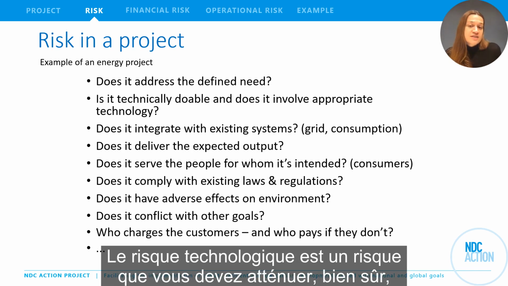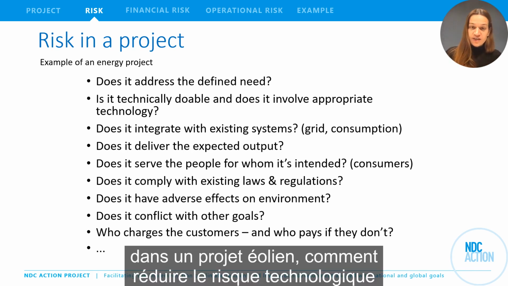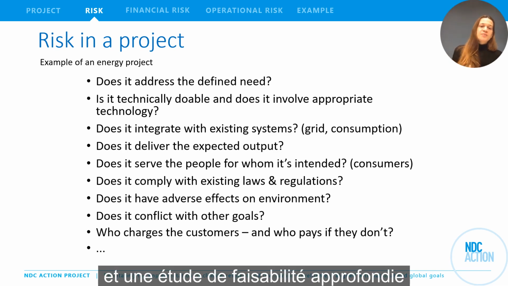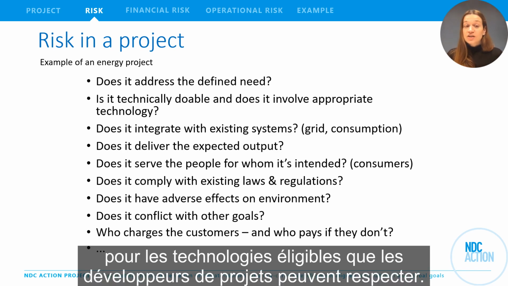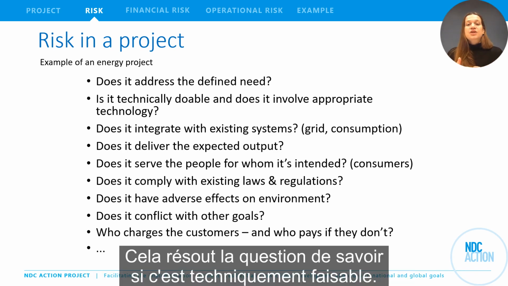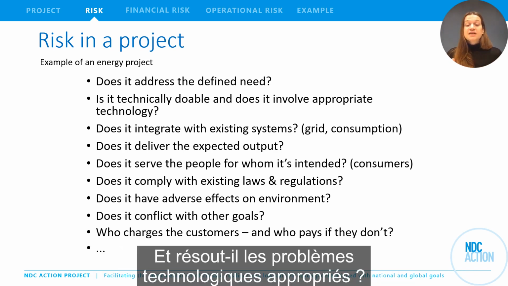Technology risk is a risk that you need to mitigate, of course, in a wind power project. How to reduce the technology risk? An in-depth feasibility study can produce clear terms and standards for eligible technologies that project developers can abide by. This answers the question: is it technically doable, and does it solve appropriate technology issues?